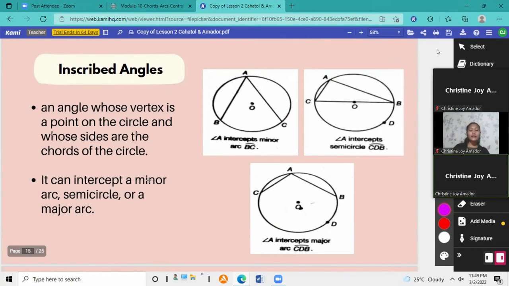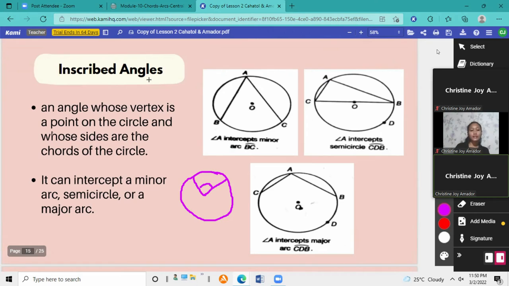Kanina, we were discussing central angles, but now we will discuss inscribed angles. Remember what a central angle is? If this is our circle, di ba, a central angle is one whose vertex is the center of the circle. This is the center of the circle, and its sides are the radii of the circle. That is our central angle. But an inscribed angle is different from a central angle.